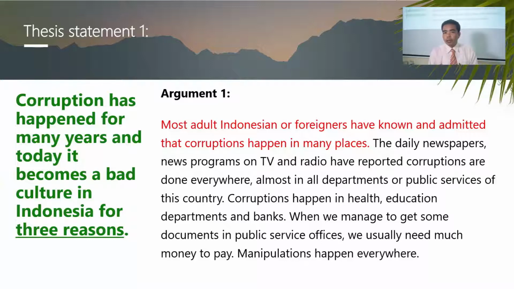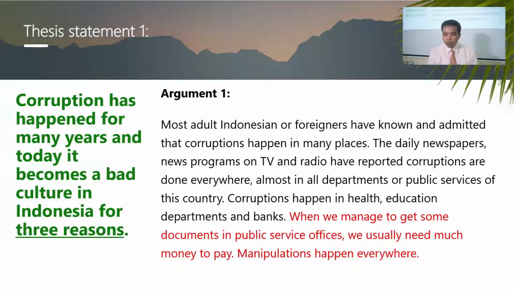You support it with data from daily newspapers, news programs on TV or radio that report corruption being done everywhere, almost in all departments or public services of this country. Corruption happens in health, education, departments, and banks. So you mention in which area the corruption has happened. First, you have to mention the source by which you know that corruption has happened, and second, you have to write down in which area or workplace the corruption has occurred.